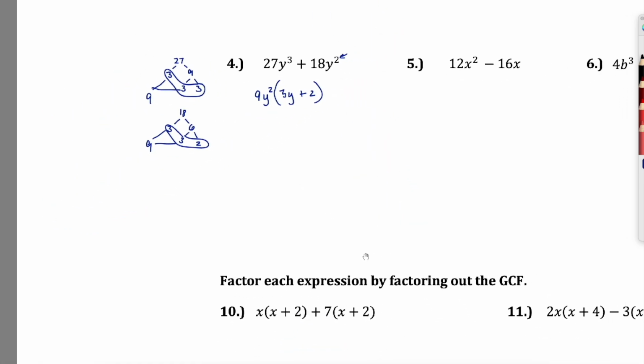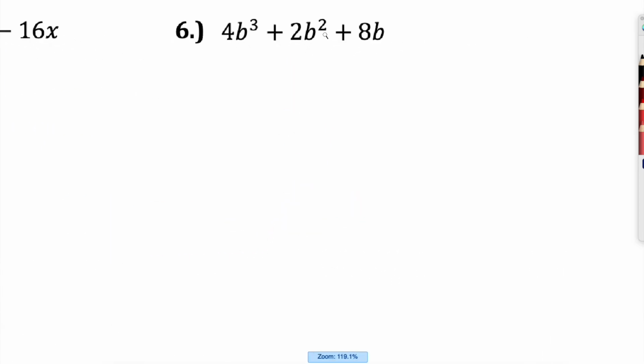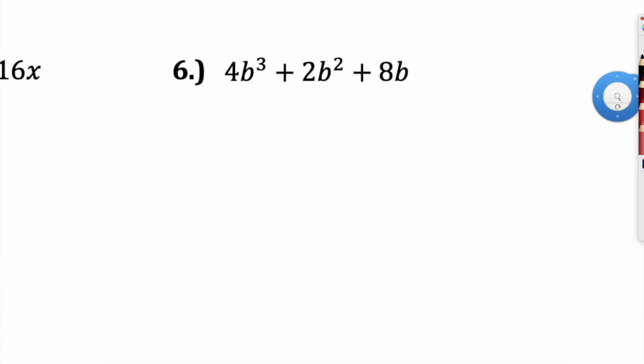Okay. So I'll do one more here on this section. We've got 4b cubed plus 2b squared plus 8b. And so each term has a b in it, and the coefficients here, 4, 2, and 8, are all even numbers, so that means 2 comes out. So 2 is the greatest common factor here with the b. So 2b comes out. And what's left?